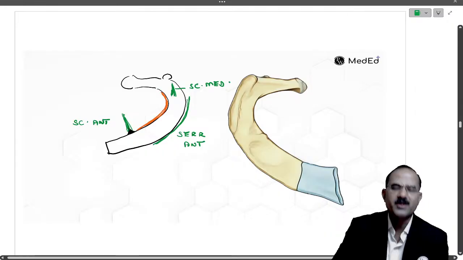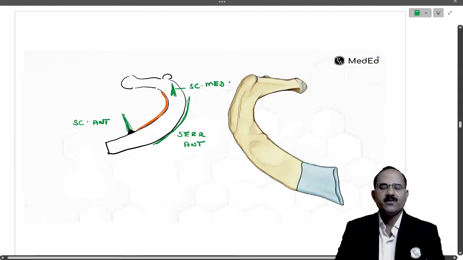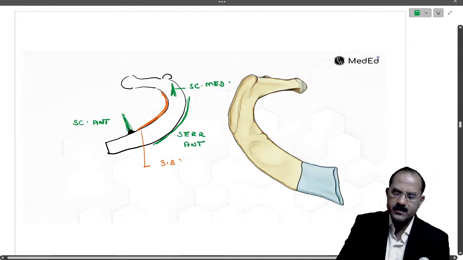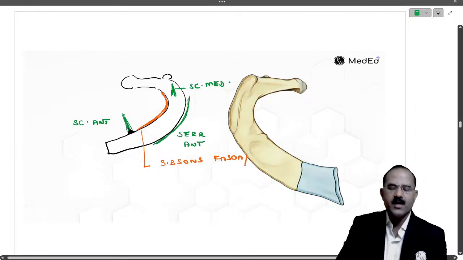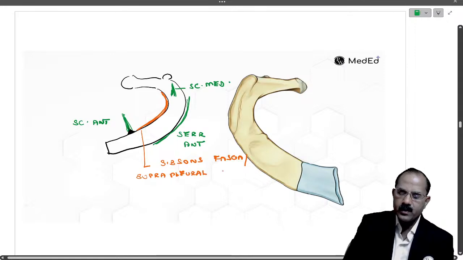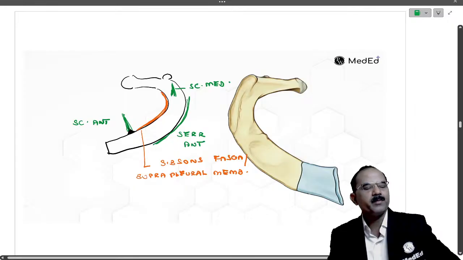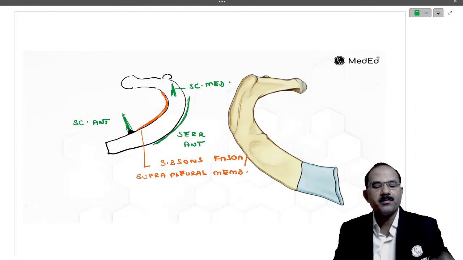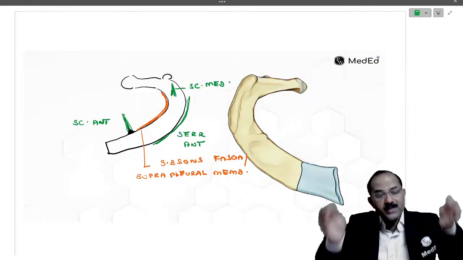And what is attached to the inner border of the first rib? Yes, come on. What is attached to the inner border of the first rib? This is known as Sibson's fascia, or this is what we call the suprapleural membrane. Students, this suprapleural membrane is going to cover the apex of the lung.